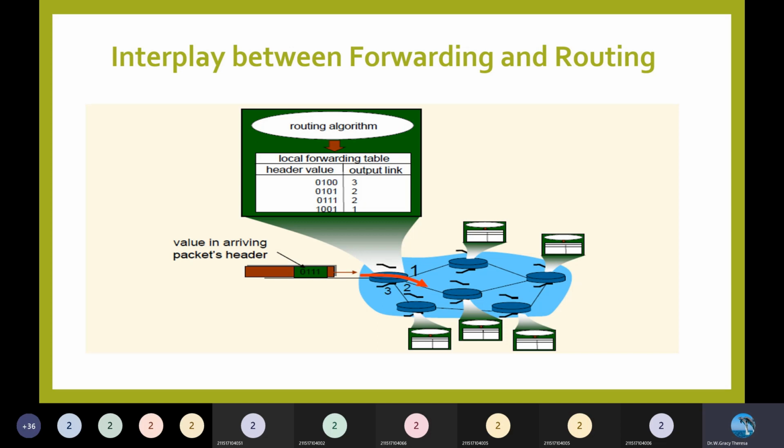Which particular path this packet has to be sent on, which particular port, which particular output, is dealt with only with the help of this routing table. The routing table plays a vital role. The maintaining and updating of this routing table is done by the routing algorithm. So that is the important concept.